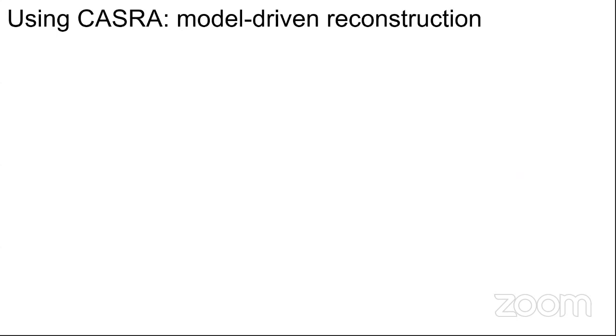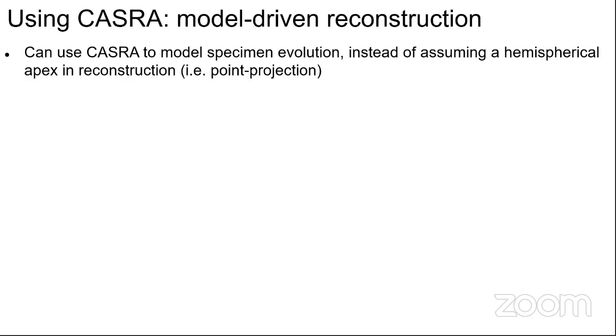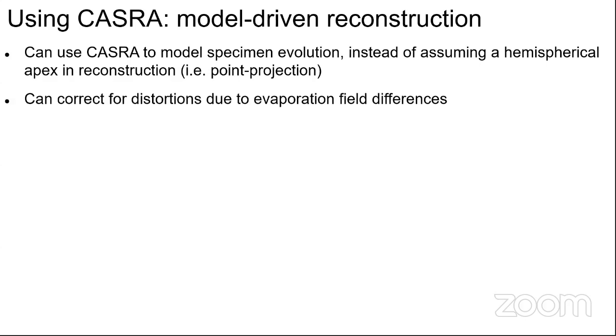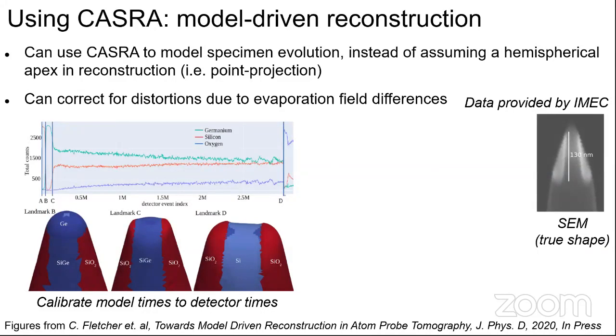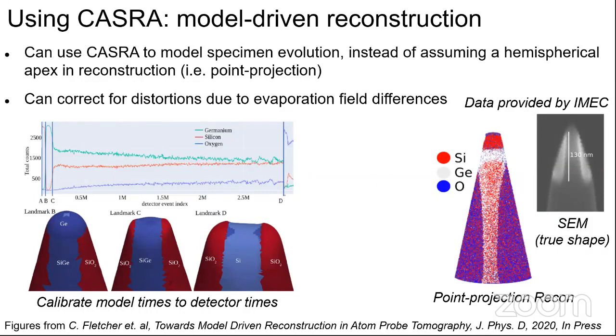And the additional feature is this model-driven reconstruction. Casra models the specimen evolution, and you can actually use this instead of assuming a hemispherical apex during the reconstruction. Theoretically, this can correct for distortions due to evaporation field differences. This is still quite early work, but by calibrating the model times to experiment times, so the index in the evaporation sequence, and then making some assumption about the model geometry or your specimen geometry, you can correct the reconstruction.